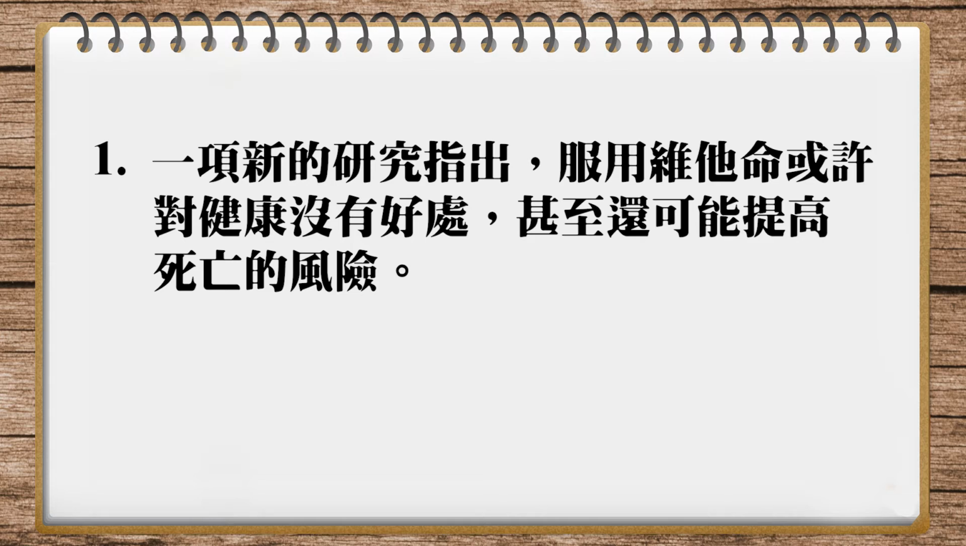My translation for this sentence is: a recent study suggests that taking vitamins may not be beneficial to health and may in fact even increase the risk of death. Let's listen again. A recent study suggests that taking vitamins may not be beneficial to health and may in fact even increase the risk of death.